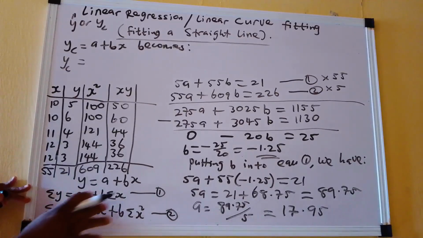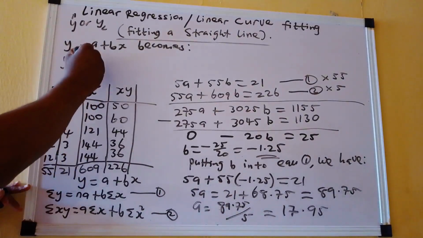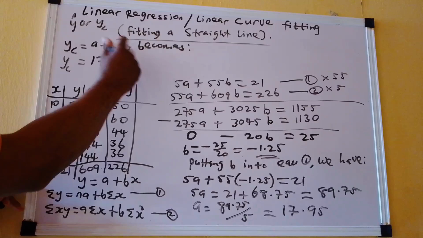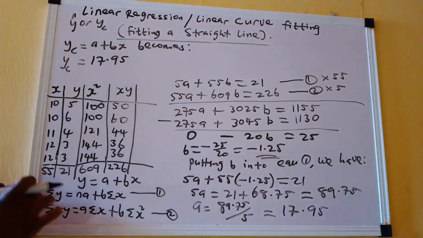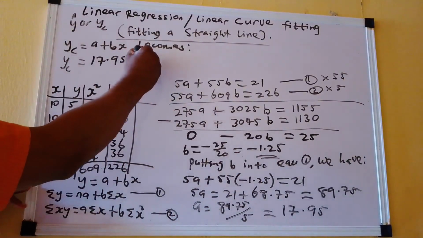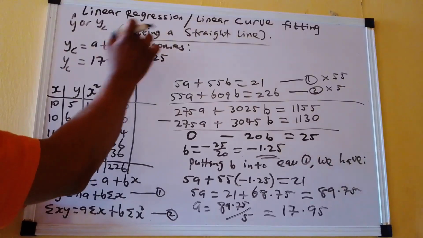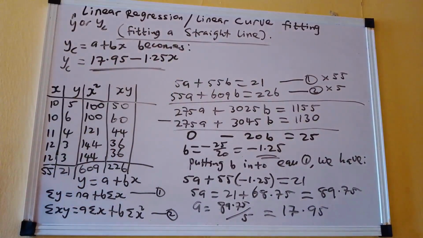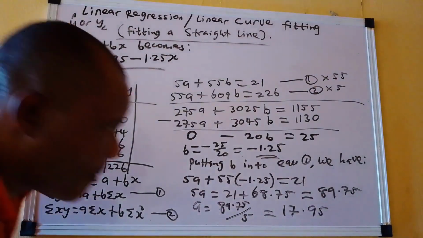It's now equal to, what did we get as our a? Our a is 17.95. Then of course plus b. What is our b? It will now be minus 1.25, then the x is there. So this is our linear model for this set of data.